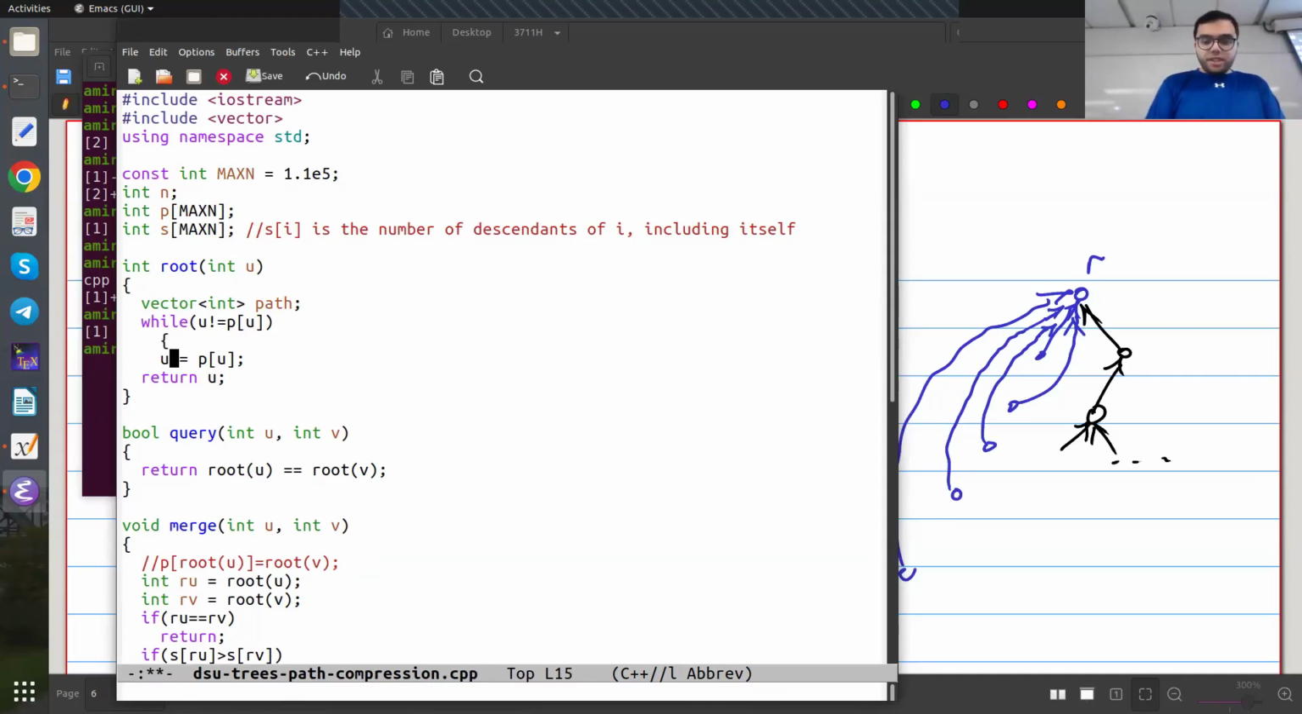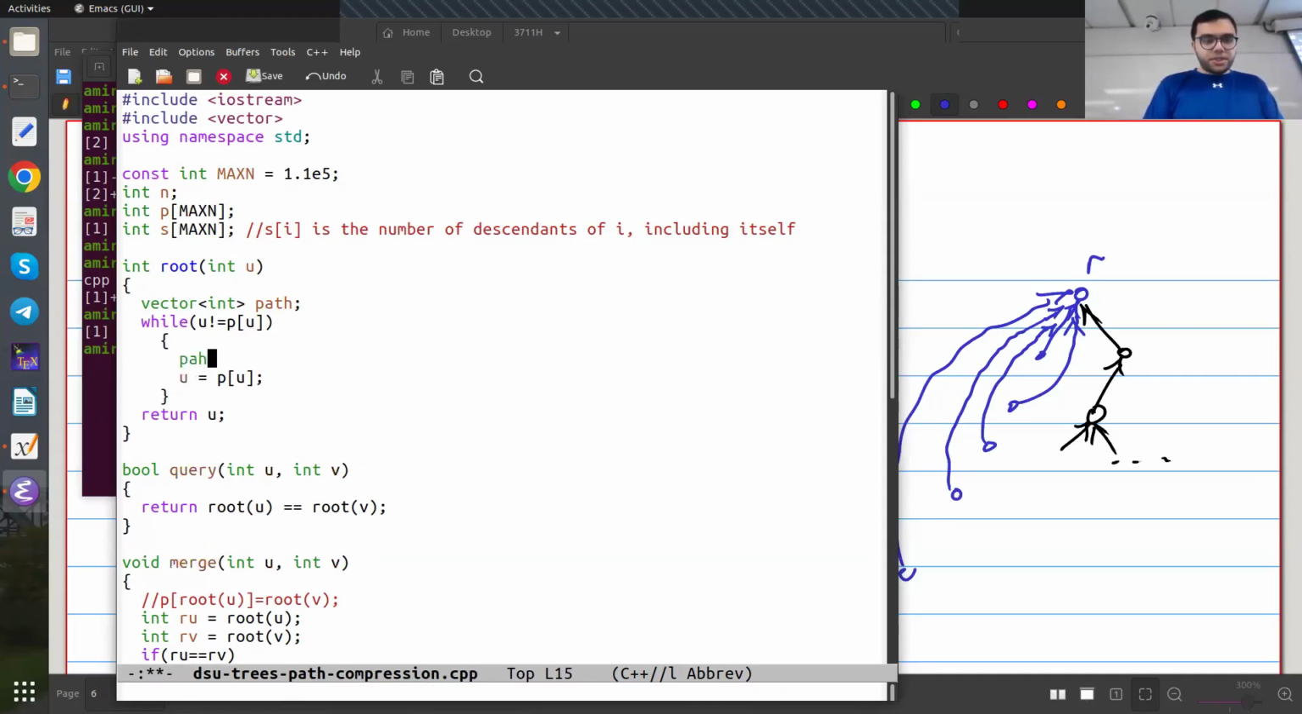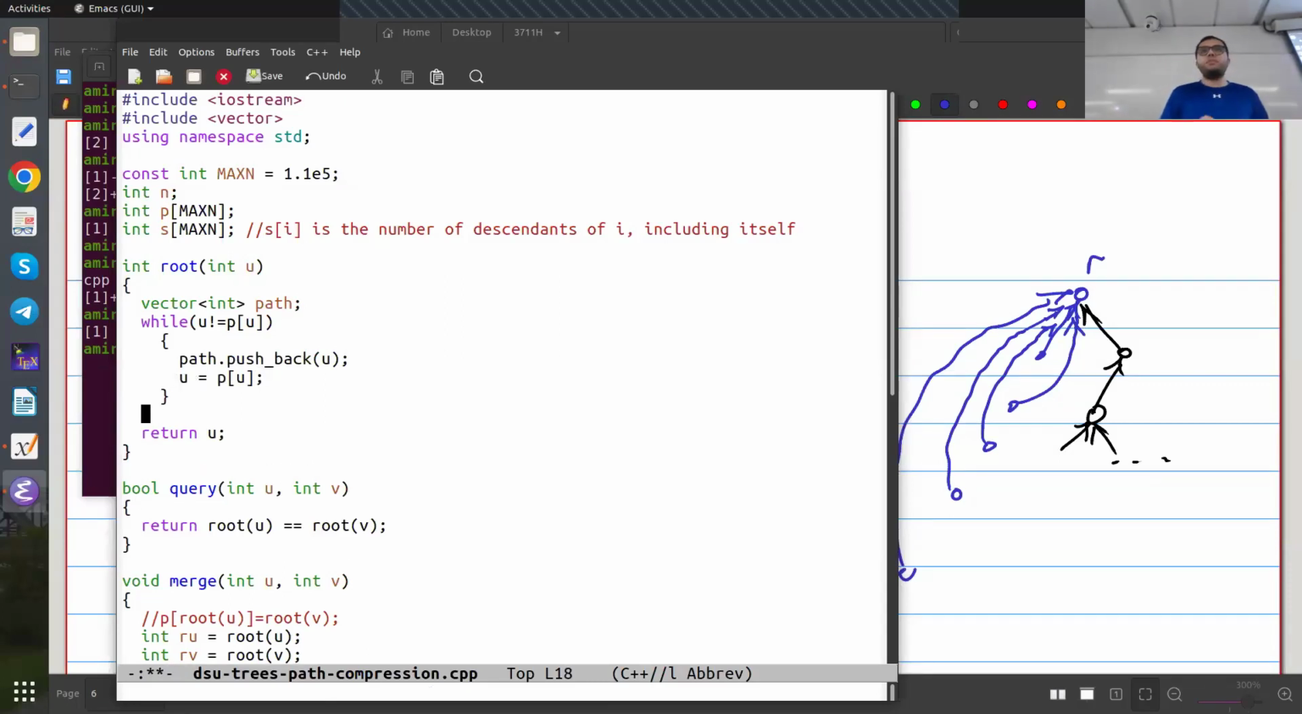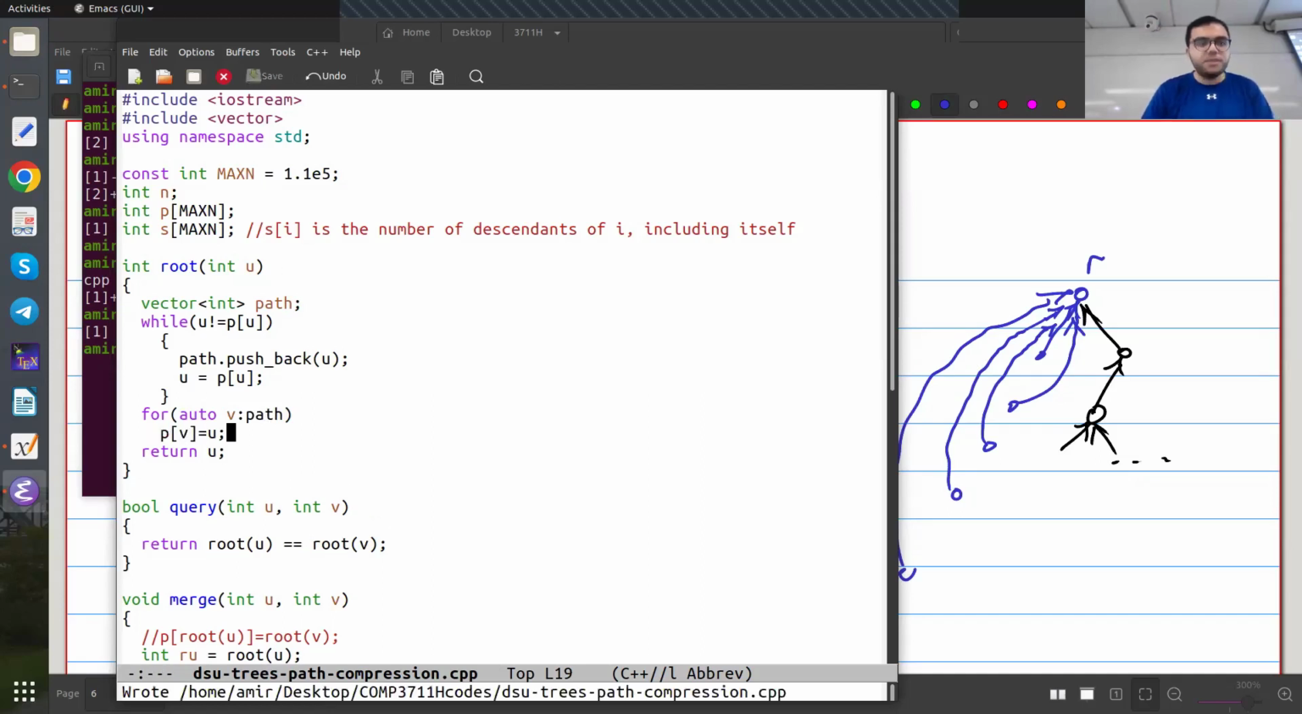Okay. And every time I'm just going to say in this path, put the current vertex and then go to the parent. So I just remember where I came from. And of course, at the end, u becomes the root. But just before returning u, just before returning the root, I'm going to go over everything in this path, and I'm going to say you are now directly connected to the root. So I'm going to say for every vertex v that is in this path, the parent of v is u. Okay, that's all the change that I'm going to make.